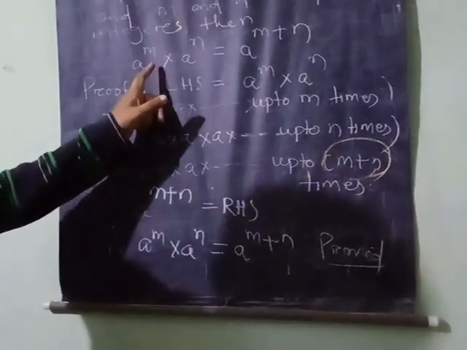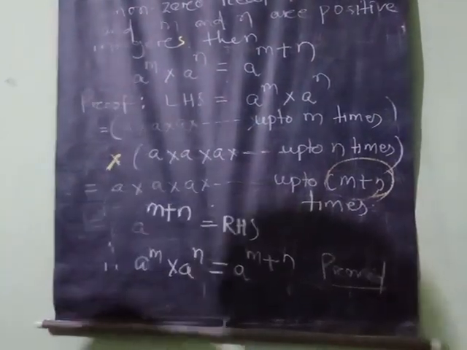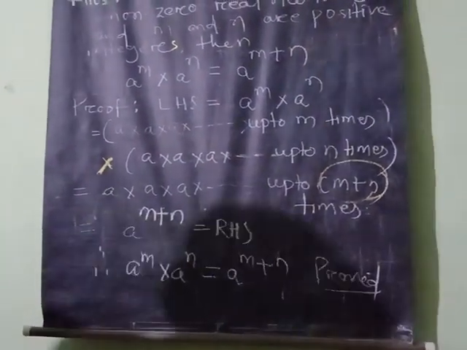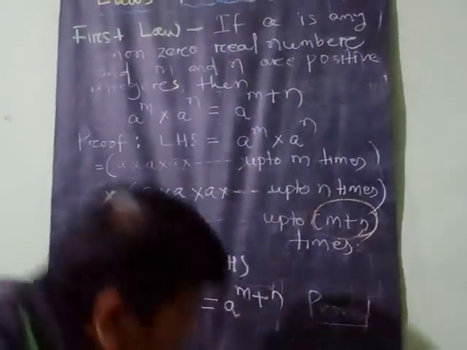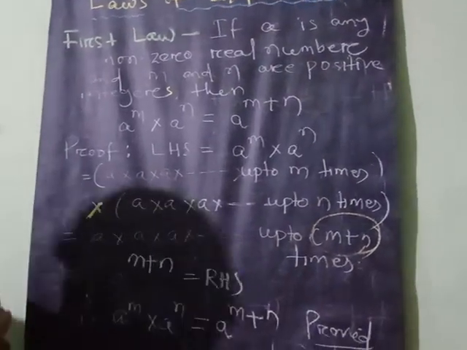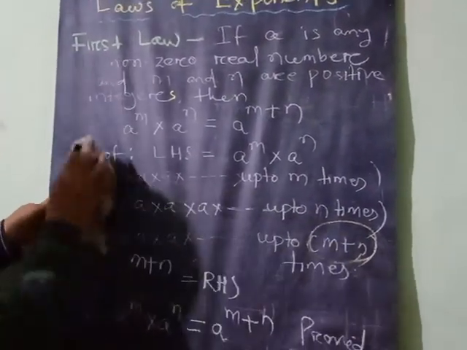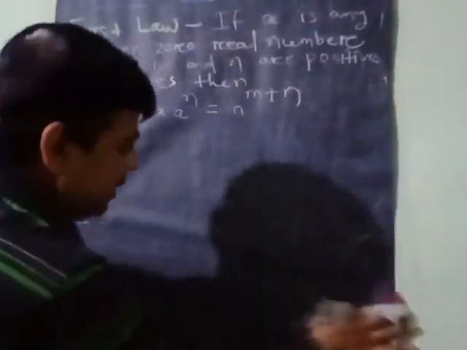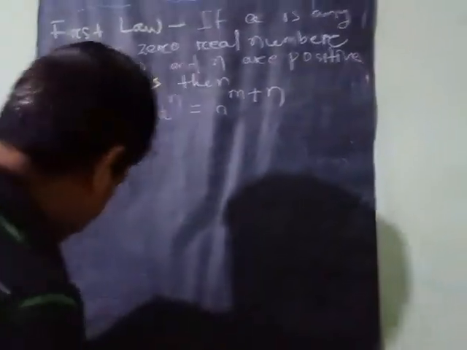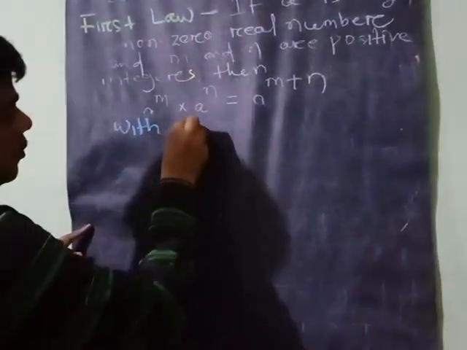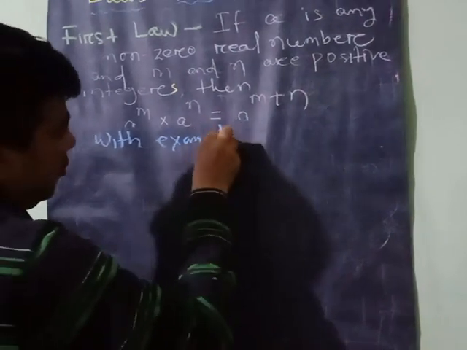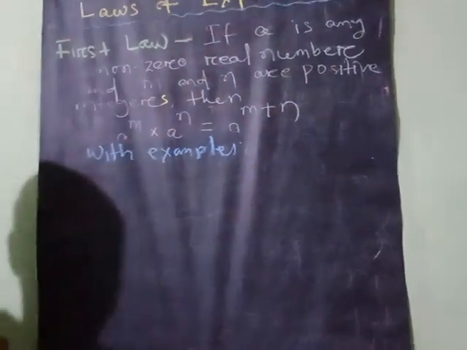Hence a to the power m into a to the power n is equal to a to the power m plus n. Okay, students, we can also verify this by taking an example. By giving an example, let us see.